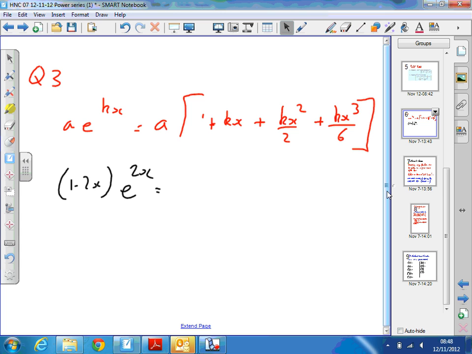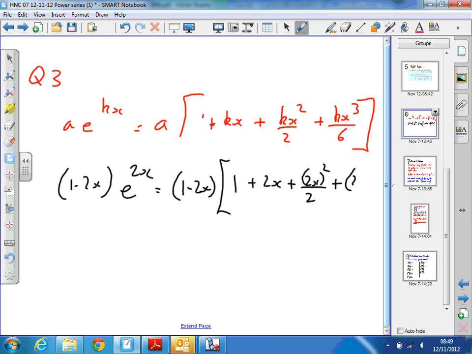Right, so what we've got then is 1 minus 2x e to the 2x. So that's going to equal, fingers crossed, 1 minus 2x. And then we can write the power series for e to the 2x, which is going to be 1 plus 2x plus 2x squared over 2 factorial, or 2 plus 2x cubed over 6.